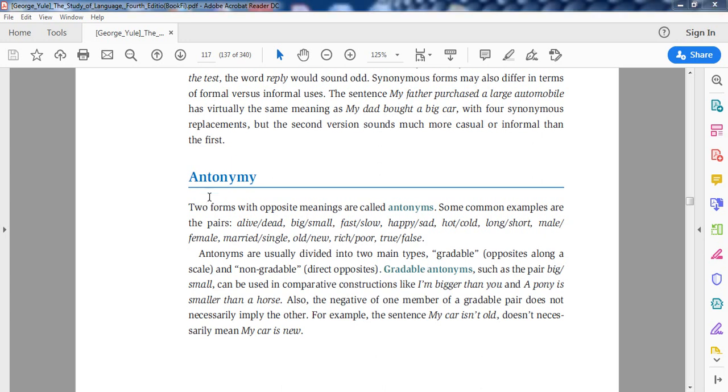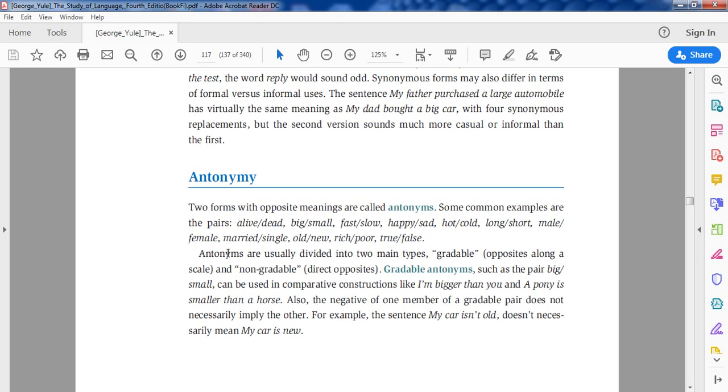So what's antonymy? Two forms with opposite meanings. This is the definition of antonyms. Two forms with opposite meanings. We have some examples here. Live, dead. Big, small. Fast, slow. Happy, sad. Hot, cold. Long, short. Male, female. Married, single. Old, new. And the list of the examples goes on.